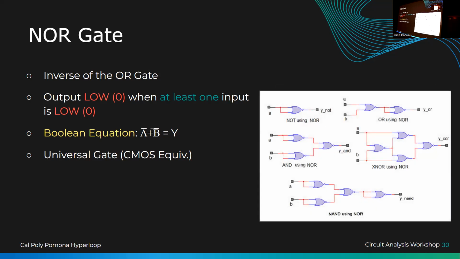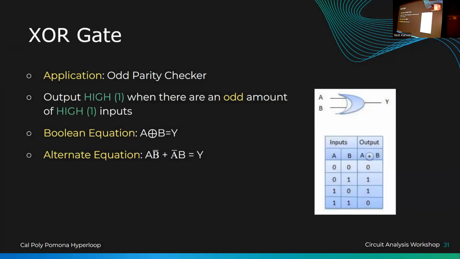Yeah, so we can do it with NOR gates. All right, here's the XOR gate. So the XOR gate, both inputs A and B cannot be 0 and 0, or 1 and 1. So it can only be 0 and 1, and 1 and 0.